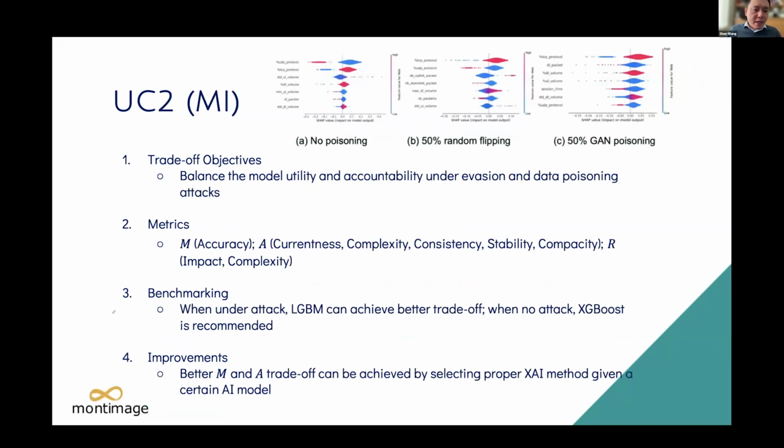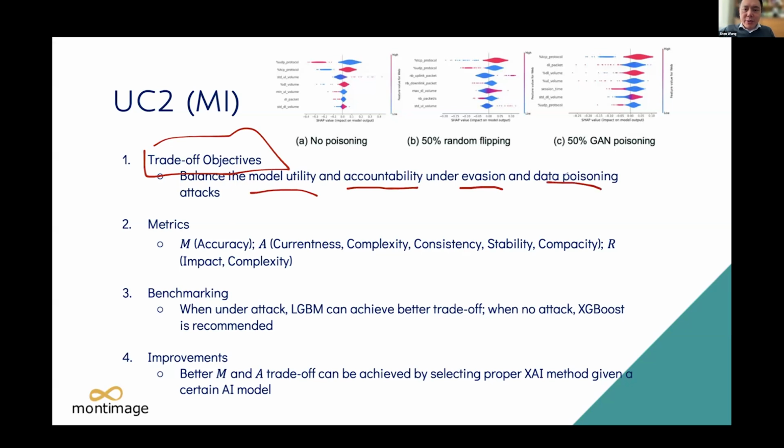The second use case is from Montimare, a company specializing in providing IoT solutions in 5G scenarios. We got a data set captured from their in-house IoT 5G testbed. This network traffic comes from different user behaviors, including video watching, interactive messaging, and web browsing. The AI solution here is trying to identify which is which. The SPATIAL trade-off objective here is to balance model utility and accountability under typical AI model evasion and data poisoning attacks.